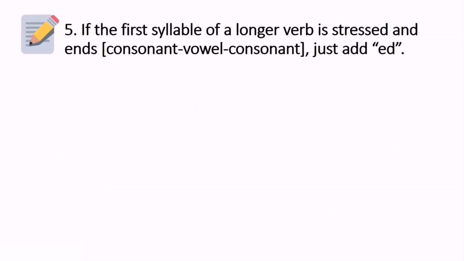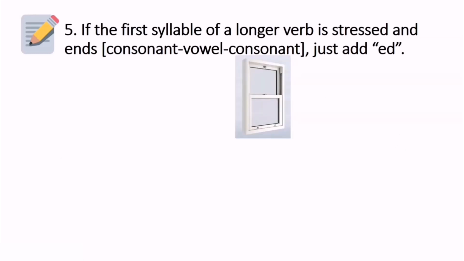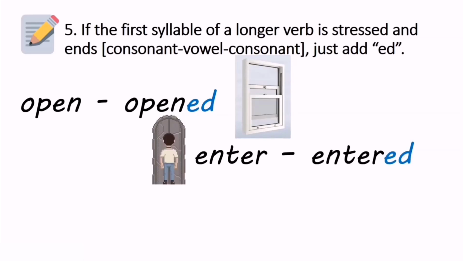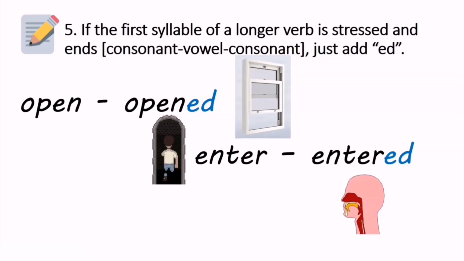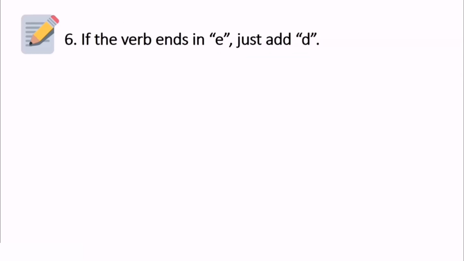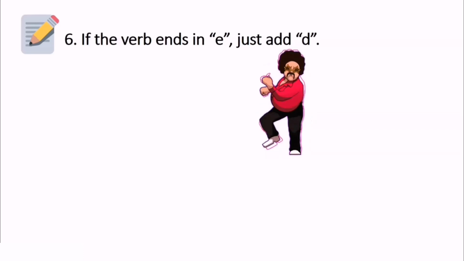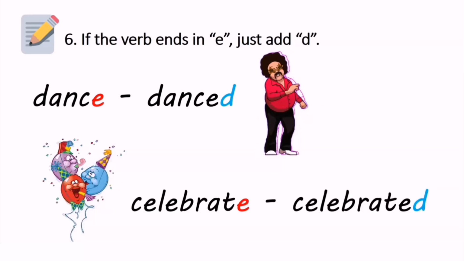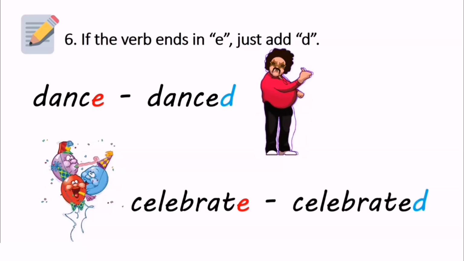If the first syllable of a longer verb is stressed and the verb ends consonant-vowel-consonant, just add ed. Open, opened; enter, entered; swallow, swallowed. If the verb ends in e, just add d. Example: dance, danced; celebrate, celebrated.